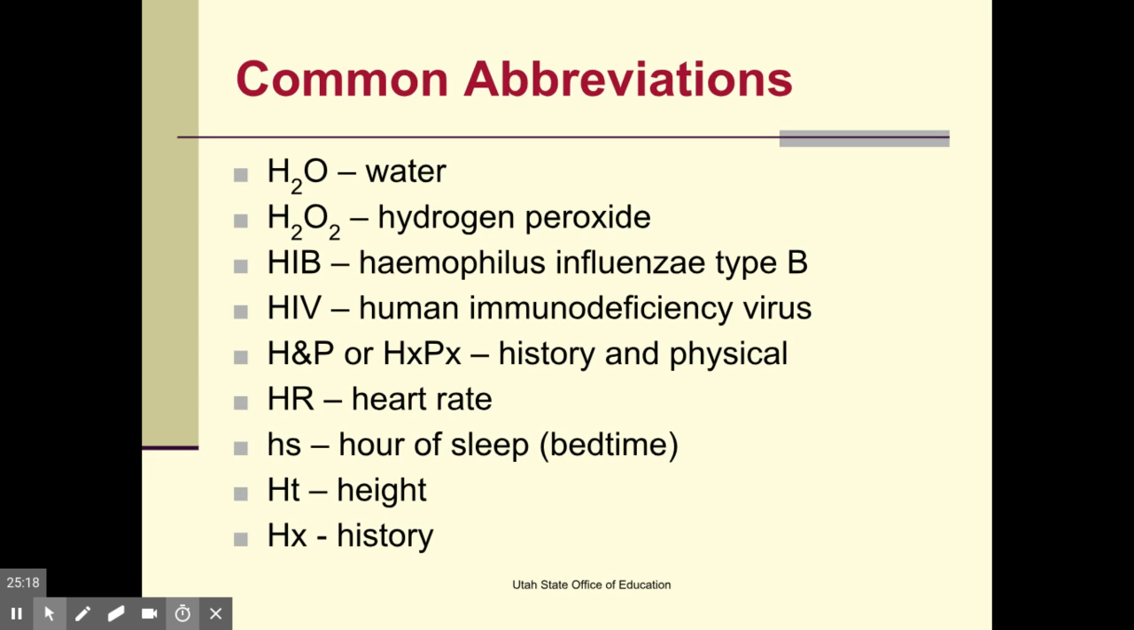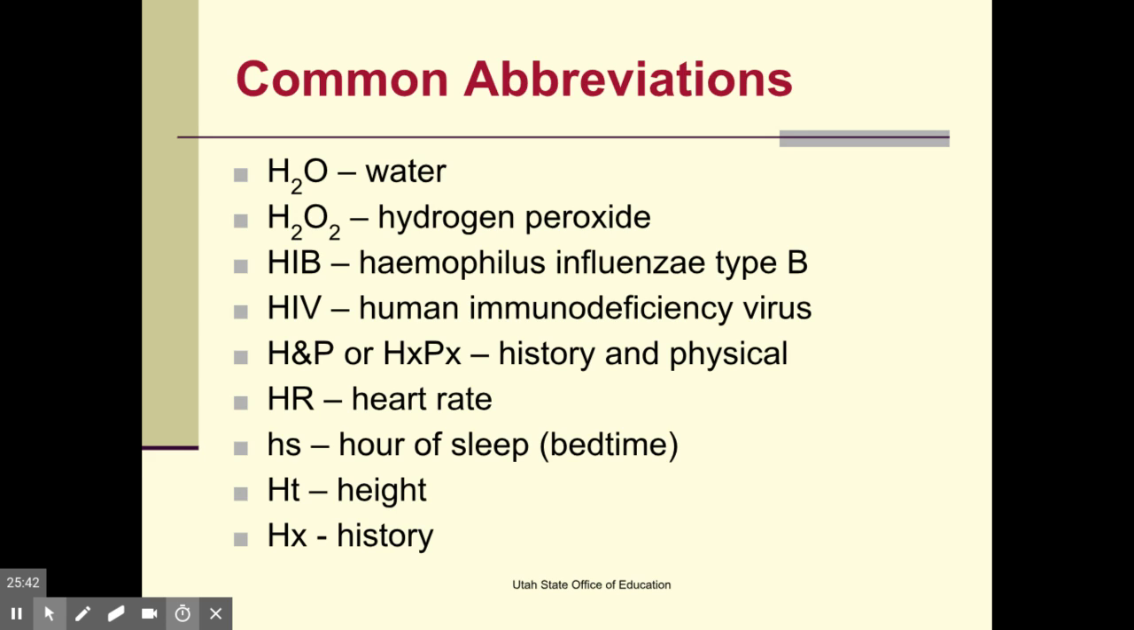H&P is generally what's used for history and physical. Very rarely have I seen HXPX. Usually it's H&P. The doctor will ask you for the previous H&P on the patient. That would be history and physical. HR for heart rate. HS is for bedtime. Usually we write out height instead of HT. It's not widely used anymore.